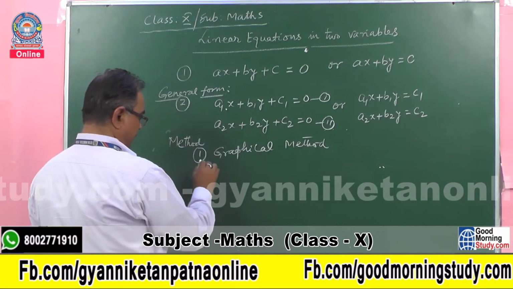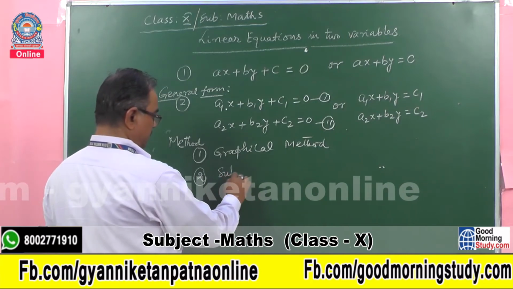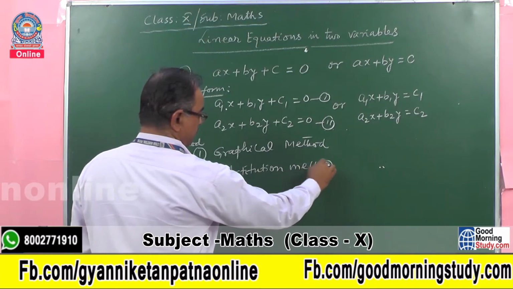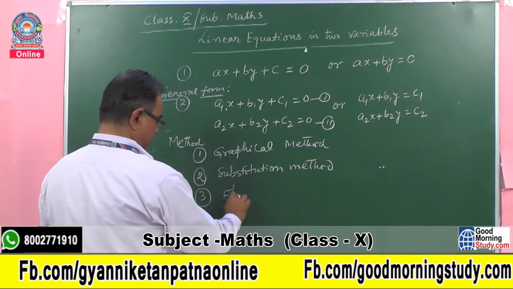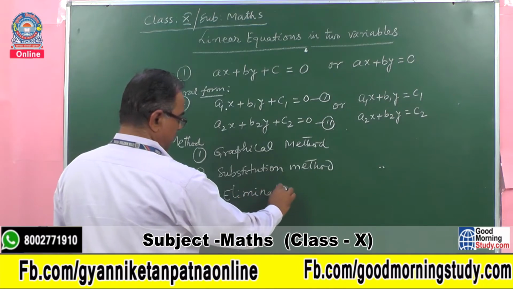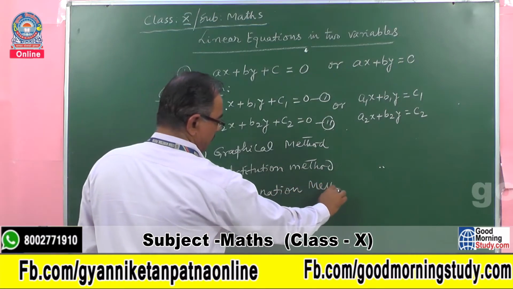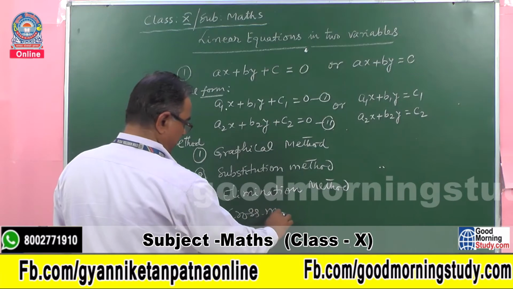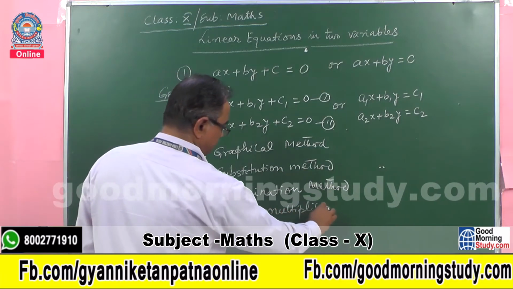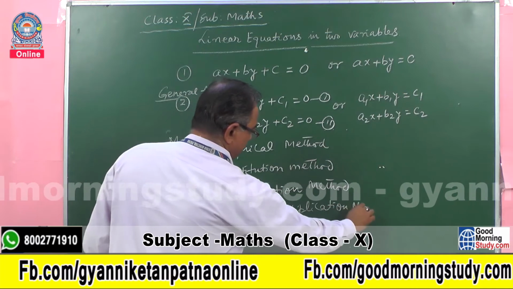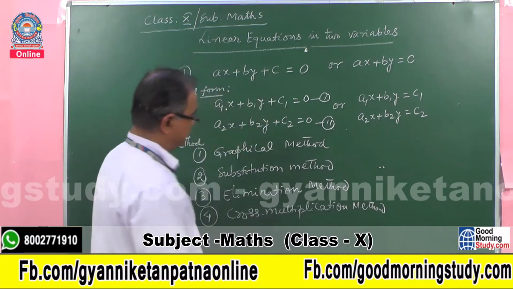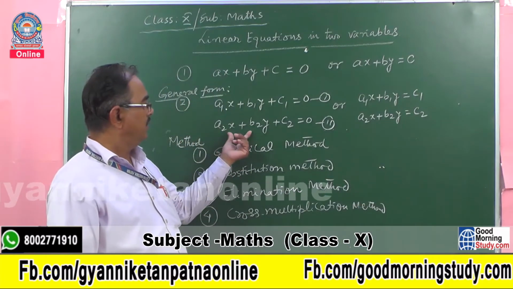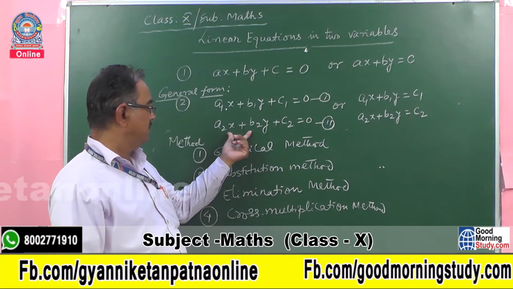Second, the algebraic methods: the substitution method. Third, the elimination method. Fourth, the cross multiplication method. These are the four methods. These are algebraic methods through which we can find the solution of the given equations and the values of x and y.